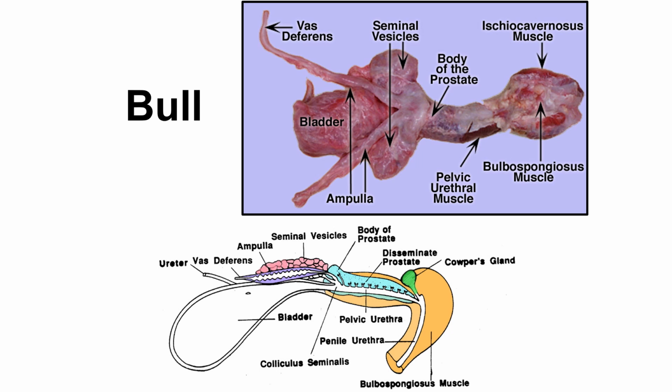We also have the Cowper's gland. The Cowper's gland is located at the back of the bulbospongiosus muscle in this figure, and the bulbospongiosus muscle surrounds the urethra.